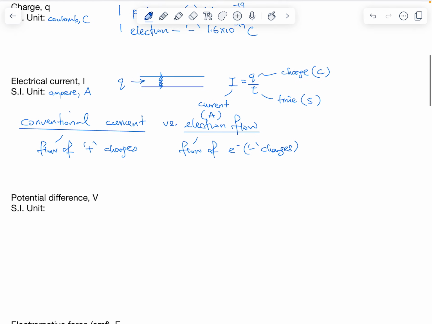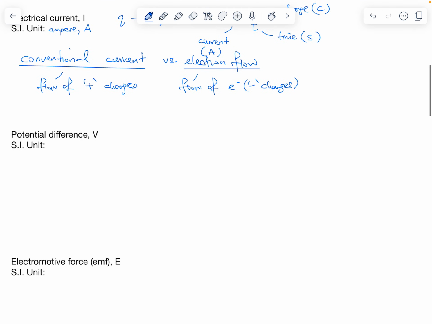Now let's move on. Potential difference. Symbol capital V. Now what is potential difference? As the name suggests, it's the difference in potential. The SI unit, of course, is volts. So let's illustrate. This is a difficult concept. So let's illustrate using what we are familiar with.